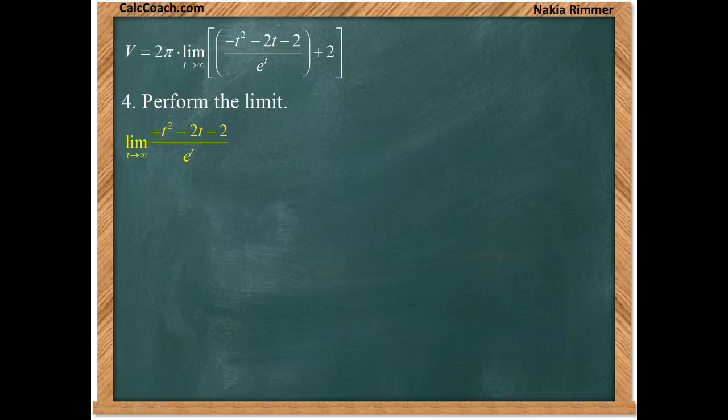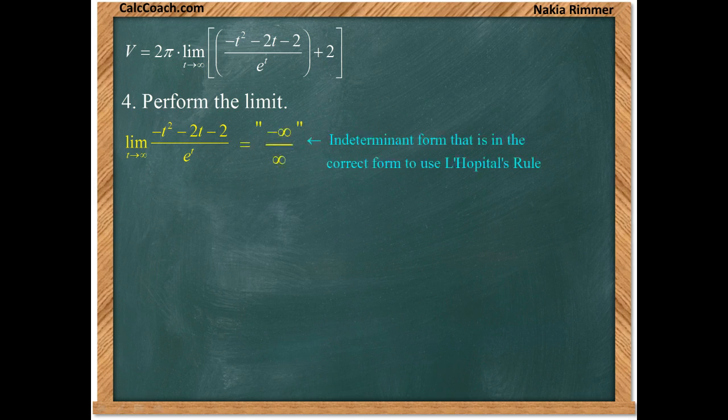Well, the numerator is going to be negative infinity, because we take a large number and square it, but then we multiply it by negative 1. We take a large number and double it, but then we multiply that by negative 1. And then the negative 2 really doesn't affect it. But basically, the numerator is going off to negative infinity while the denominator is getting very large. e to a large number is very large. And so we have this indeterminate form. It's negative infinity over infinity.